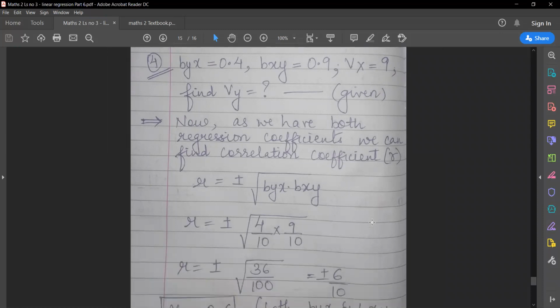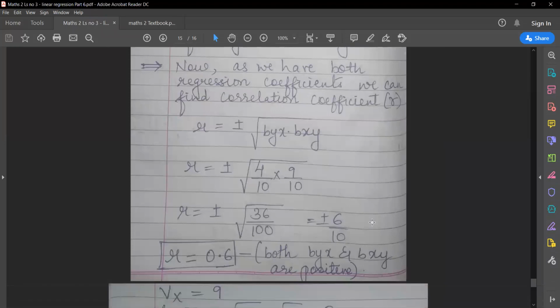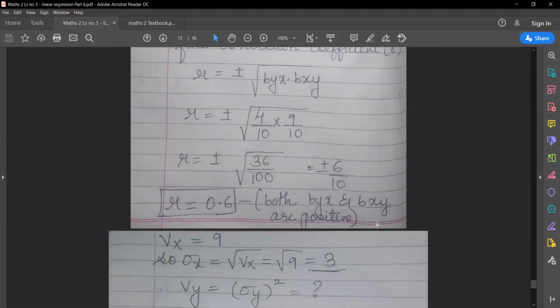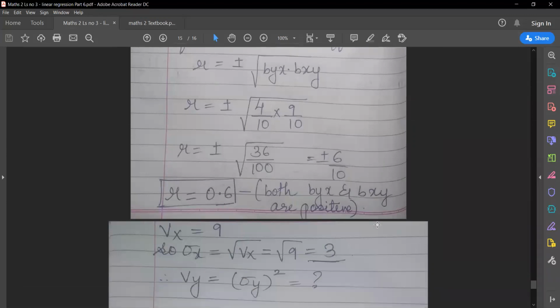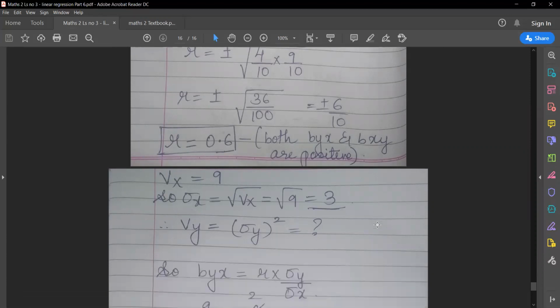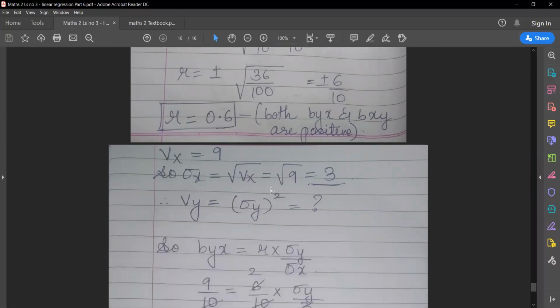As we have both the regression coefficients, we can find the correlation coefficient, that is r. So r is equal to plus minus square root of byx into bxy. So 4 by 10, I have removed the decimal, into 9 by 10. I get 36 upon 100, that is plus minus 6 by 10, 0.6. It is positive because both regression coefficients are positive. Now we have the variance of x, so we can find sigma x as the square root of variance of x, which is root of 9, which is 3.